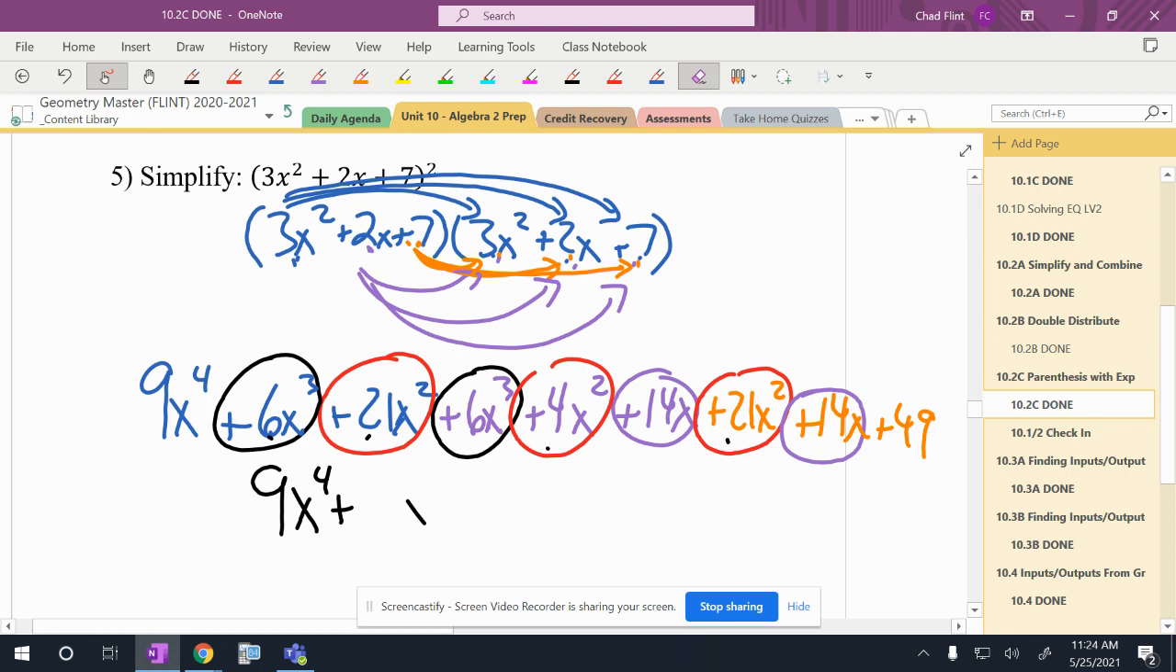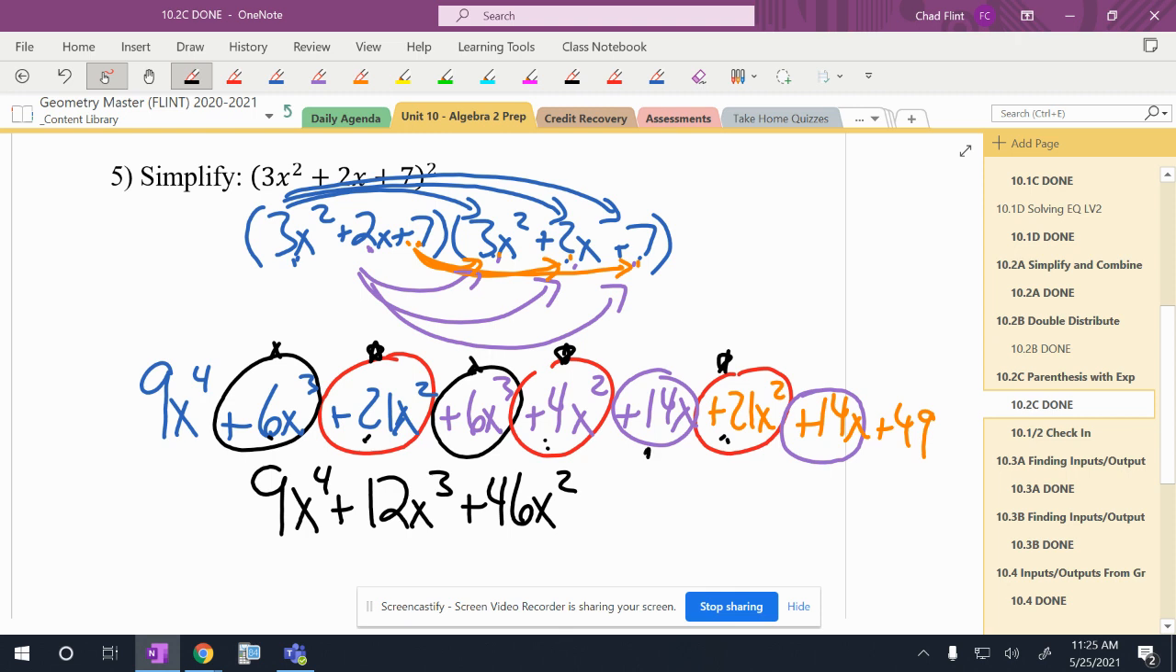You can see this. These are very easy to not pay attention to. So I have a 6x to the third and a 6x to the third. So I have 12x to the third. I have a 21x squared, a 4x squared, and a 21x squared. So that's 21 and 21 is 42, plus another 4 is 46. So plus 46x squared. And then I have a 14 and a 14, so plus 28x plus 49.